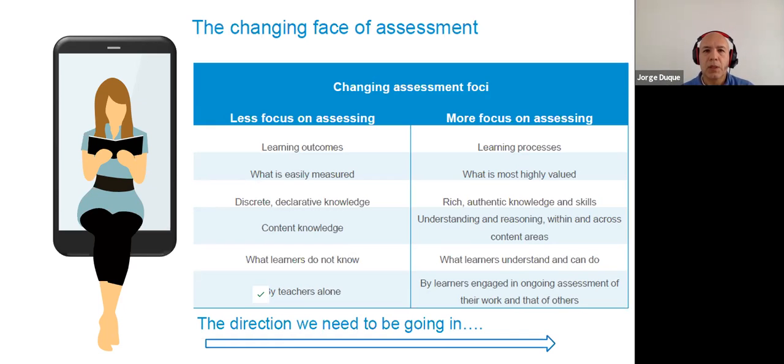Let's focus on assessing learning outcomes, what is easily measured, discrete declarative knowledge, content knowledge, what learners do not know, by teachers alone. Thank you. Now we need to move forwards to more focus on assessing. That's the direction we need to be going in. Who can help me read now the characteristics on the right?